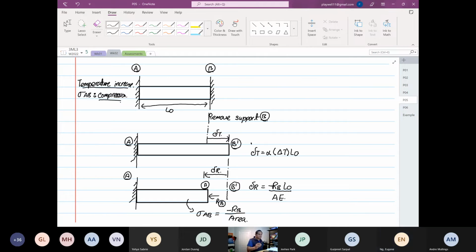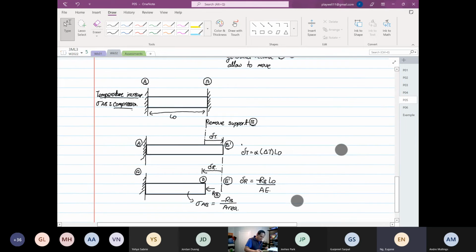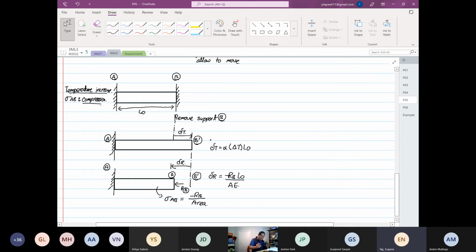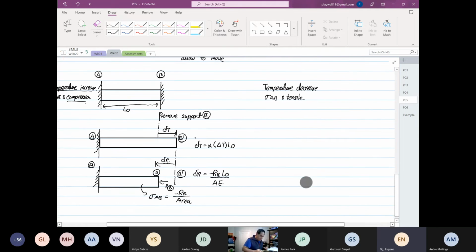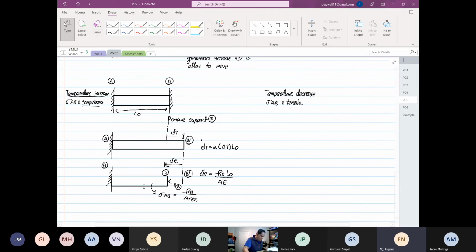Okay, so now we look at temperature decrease. I'm going to put this side by side. So the next case we're going to do is a temperature decrease. As I said, stress AB will be in tensile. No doubt the length is going smaller. So the same configuration. Now it goes opposite. I think I can copy this.